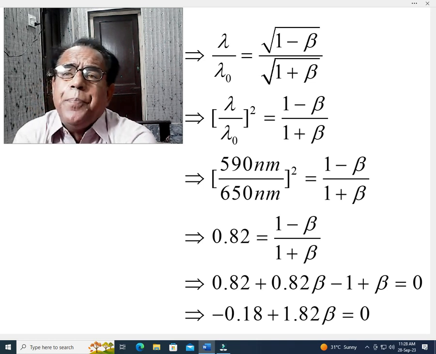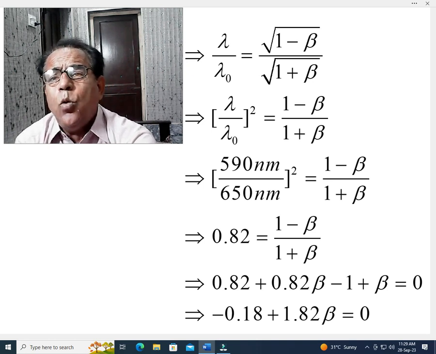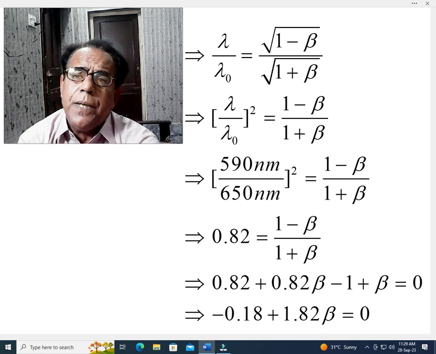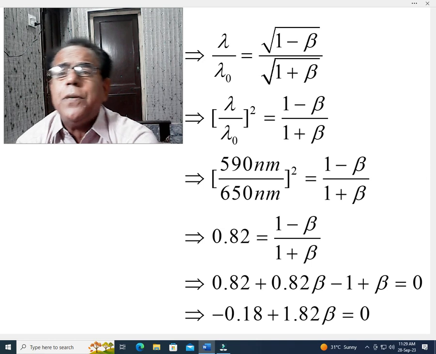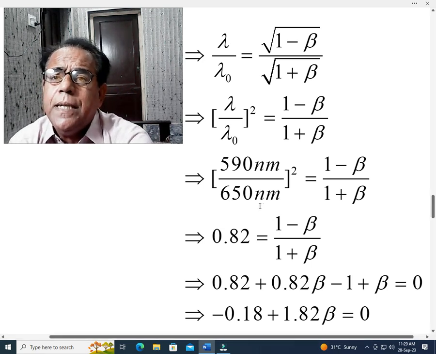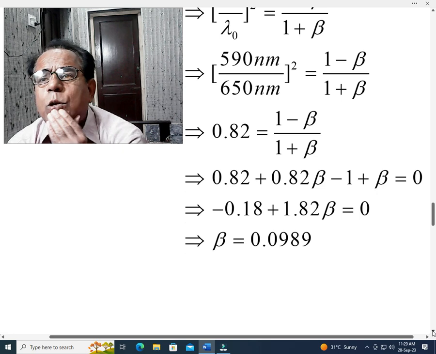Now next we take the square on both sides, then the under root will be cancelled, and now in place of lambda we use 590 nanometer, and in place of lambda naught we use 650 nanometer. Nanometer will be cancelled with nanometer and we will be left only with 590 divided by 650 squared. So it will become equal to 0.82 equal to 1 minus beta over 1 plus beta.